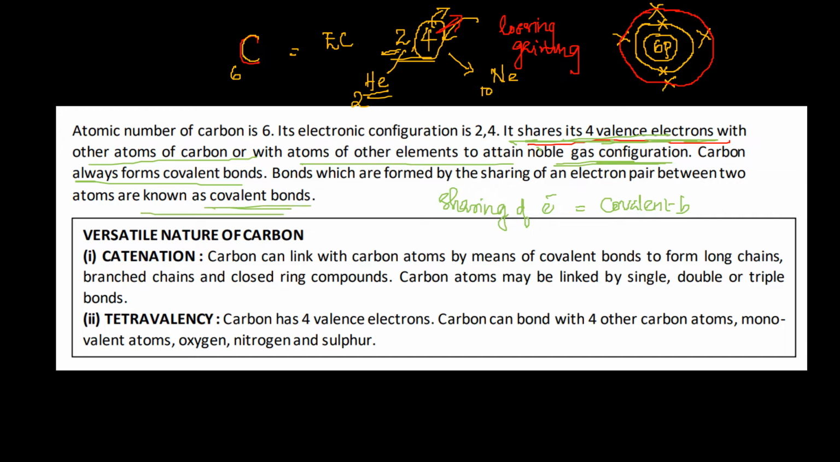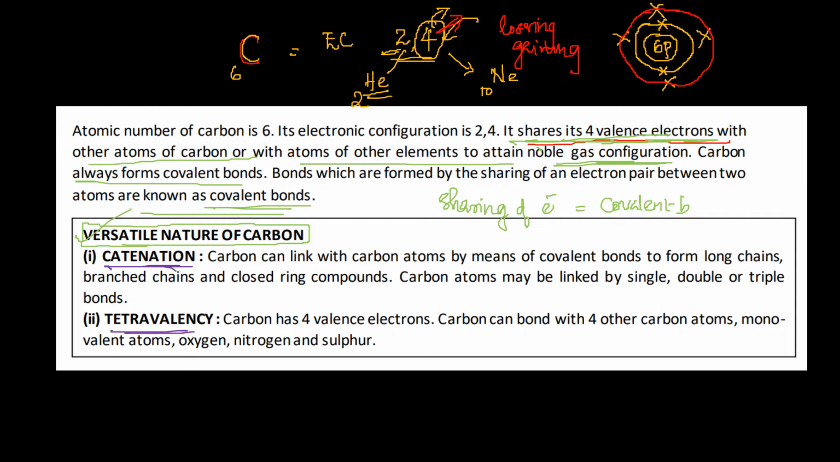Now the important point from this area is the versatile nature of carbon. It is in our syllabus. The versatile nature of carbon is because of two reasons: the property of catenation, and also the tetravalency of carbon. Catenation, tetravalency. Okay, listen here.